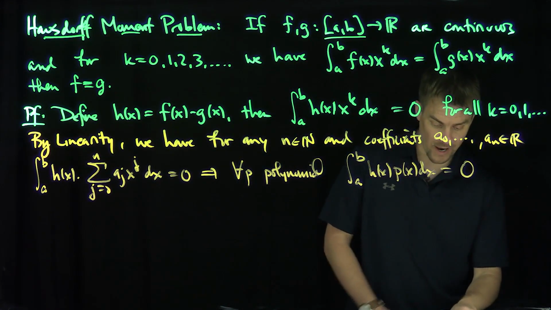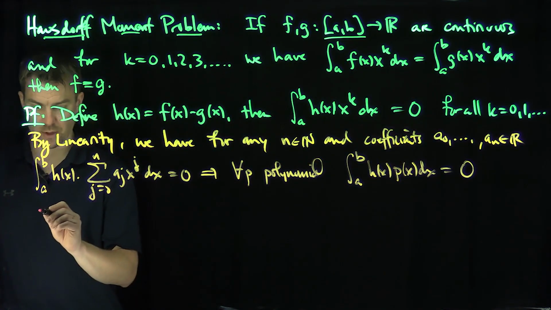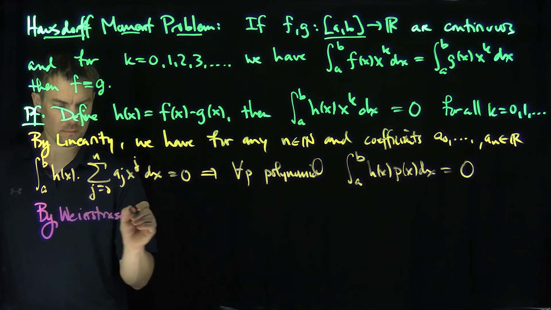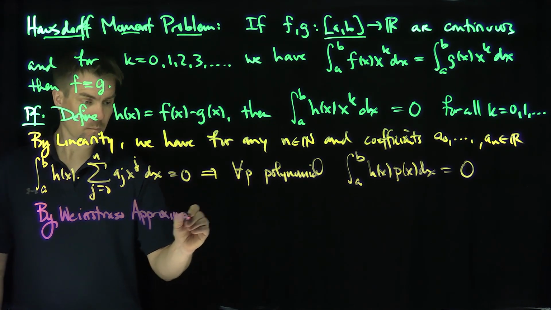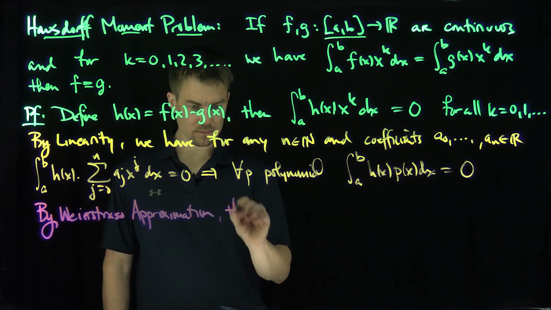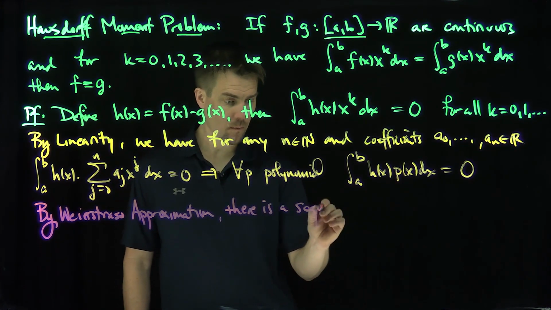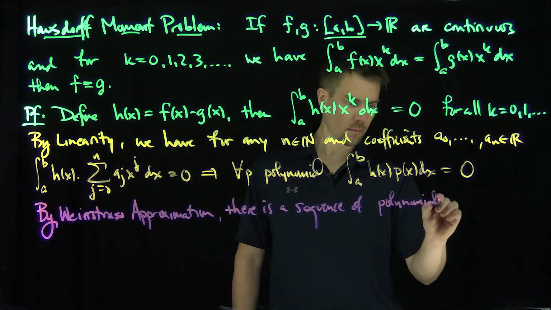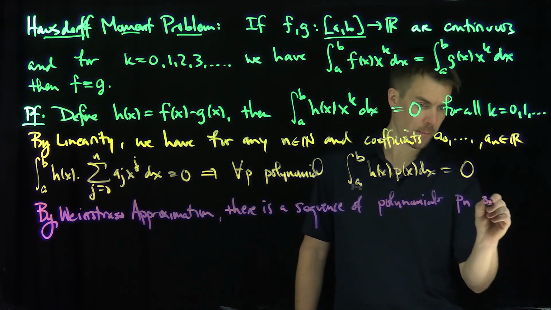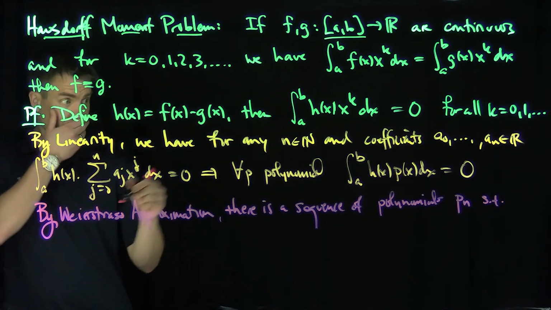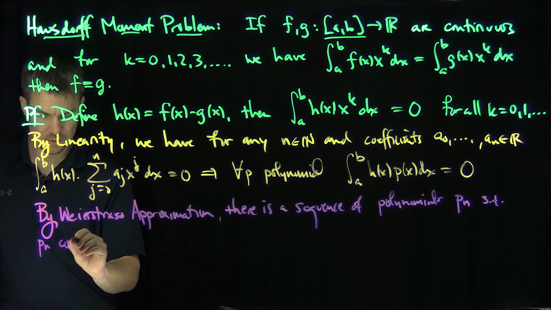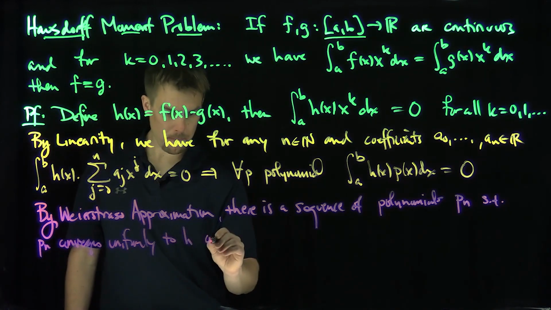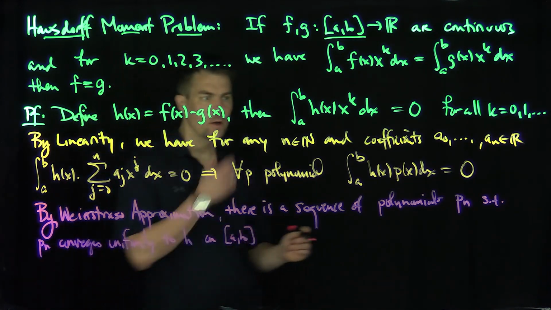Now, since this interval is compact, I can use the Weierstrass approximation theorem. So by the Weierstrass approximation theorem, there's a sequence of polynomials Pn such that Pn converges uniformly to any continuous function on [a, b], so Pn converges uniformly to h on [a, b]. Okay? So now what can I conclude?